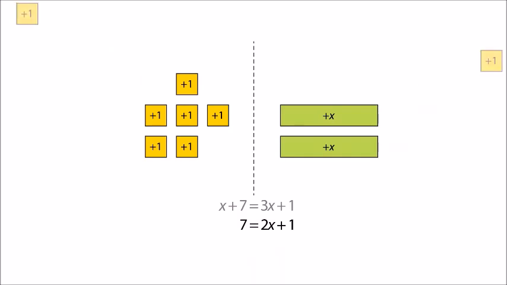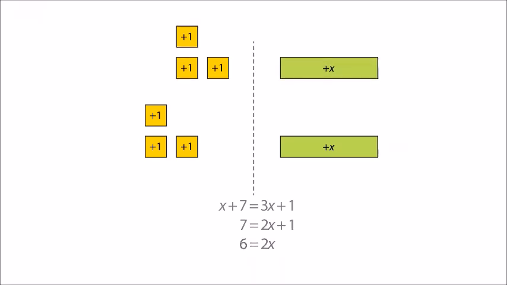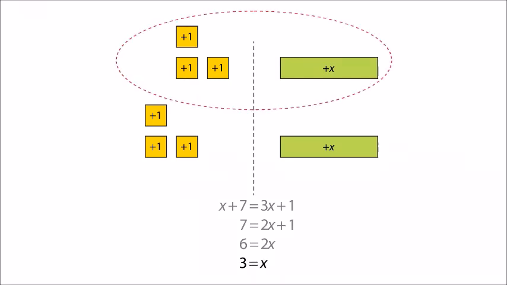We can also take 1 from both sides and write the new equation. The final step is to arrange the tiles into 2 equal groups, 2 being the number of x's. This shows a solution of x equals 3.